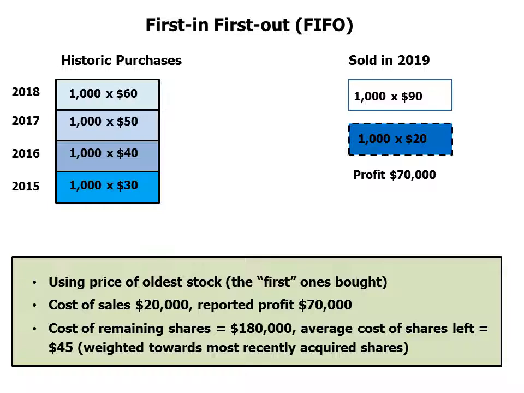If we look at what is left, the cost of the remaining shares is $180,000, and the average cost of the shares left is $45, which is weighted towards the most recently acquired shares. Prior to the sale, the average cost was $40. Now it's $45, which is closer to the $90 of the current market price.